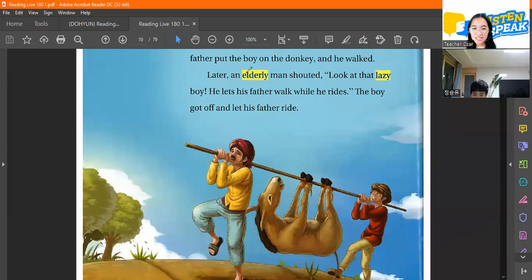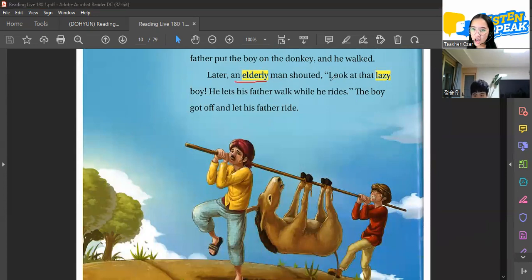Later on, there is an elderly man and he shouted, "Look at the lazy boy. He lets his father walk while he rides." Because in the first one, the boy is the one riding the donkey. And after that, the elderly man saw them and said, "Look at the lazy boy who lets his father walk while he rides a donkey." That's why the boy got off the donkey and let his father ride the donkey this time. So do you have any questions about this? No. So let's try to have the next one here.